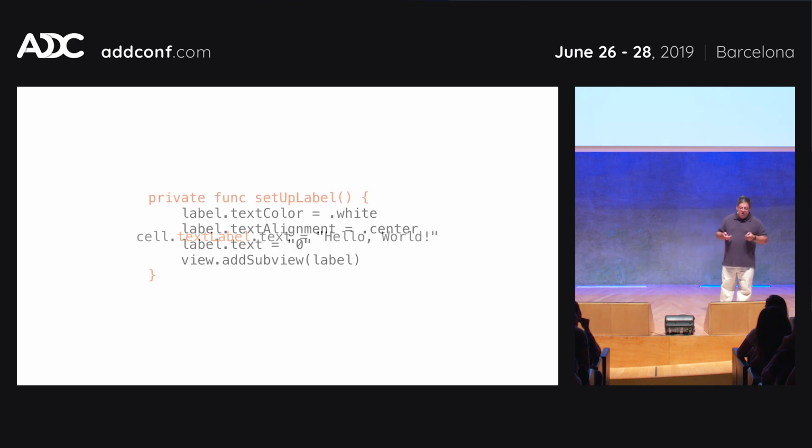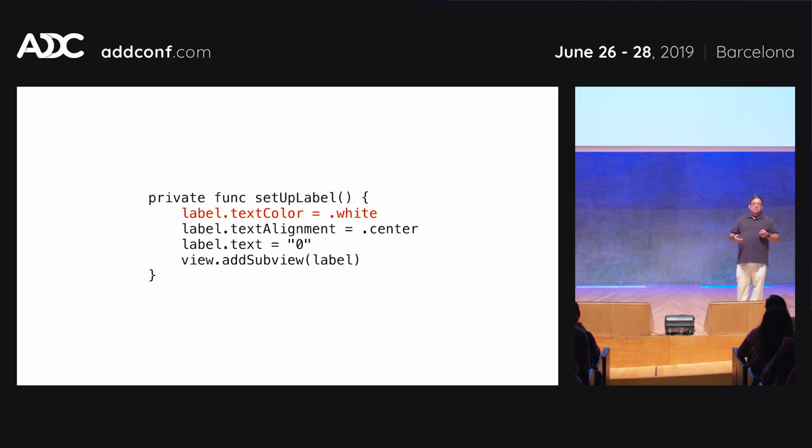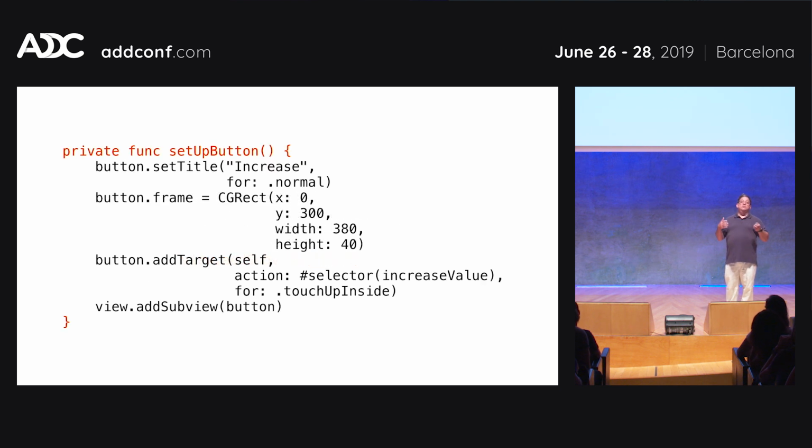So in the old days, here's how we would set up a label. We'd set the text color to white. And those of you that, how many of you code in Swift? Aren't enumerations wonderful? You can't type in things that are wrong. We could say the text alignment is to be centered. We might put something in the text field, and then we put it on the screen. A button is a little harder. Oh my God, there's so much code. I know, but. So here's how we set up our button.